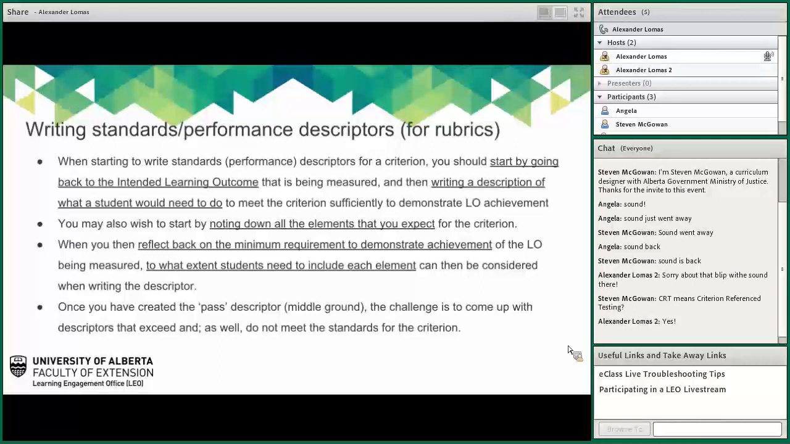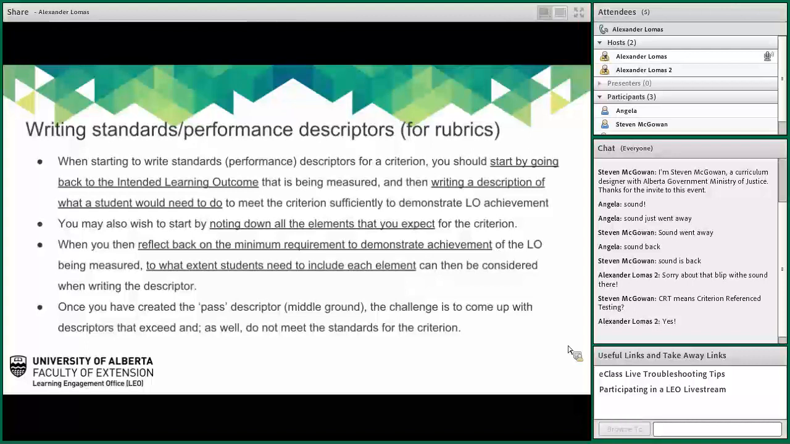At the end of the course, I want you to. So the performance descriptor could easily go back to those learning outcomes, come up with a way for those learning outcomes to actually be a critical component in the rubric. You also want to write a description of what the students need to do to meet the criterion sufficiently to demonstrate that they've created the learning outcome.